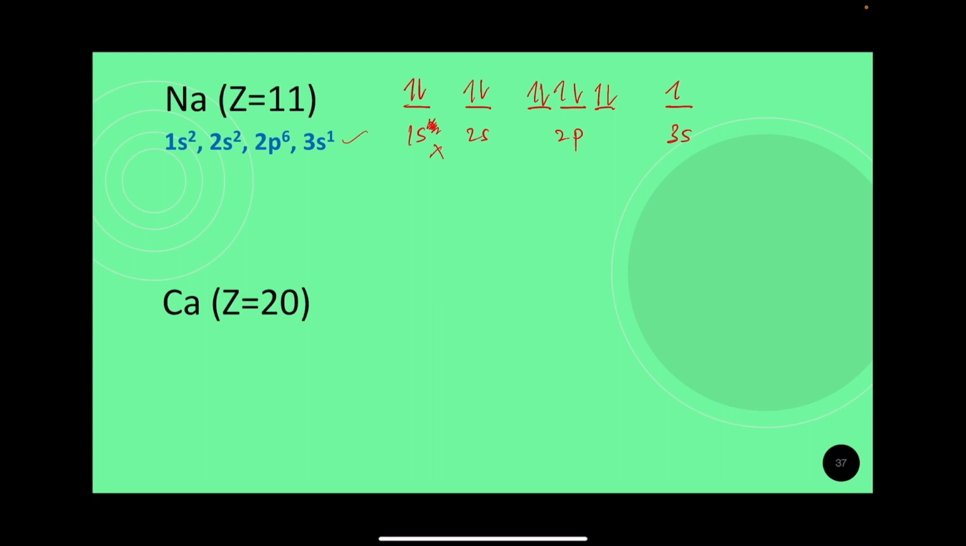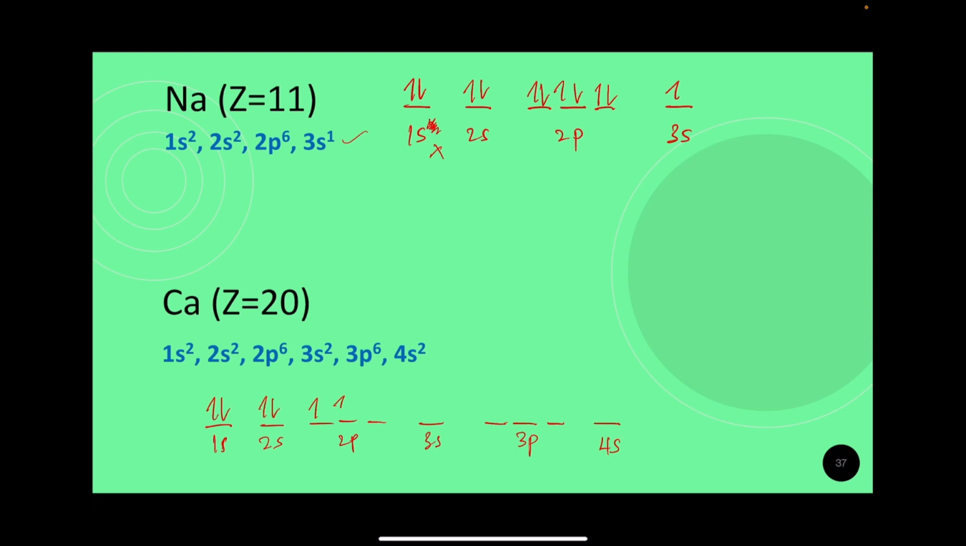How about calcium? For calcium: 1s, 2s, 2p, 3s, 3p, and 4s. For 1s, 2s, 2p, 3s, 3p, and 4s. So we start to fill up with the electrons.